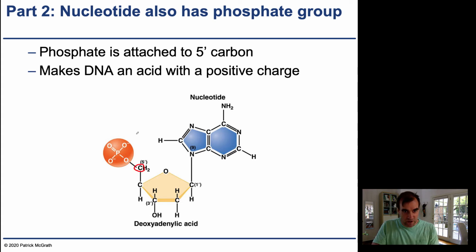This phosphate group attaches at this carbon, and because the phosphorus has 5 bonds, so this is a double bond, a single bond, a single bond, a single bond, instead of 4, it's acidic in nature. It has a negative charge because of it. So the phosphate is attached to the 5' carbon. The nitrogenous base is attached to the 1' carbon.